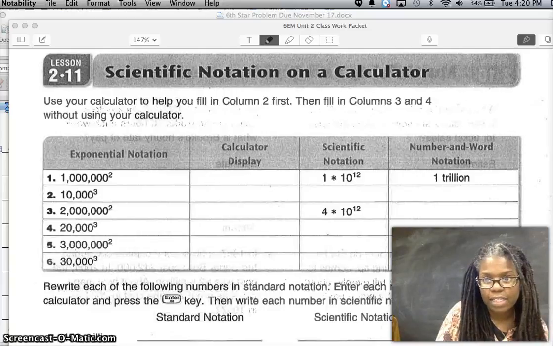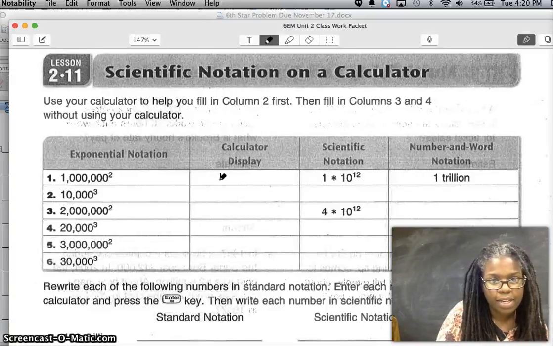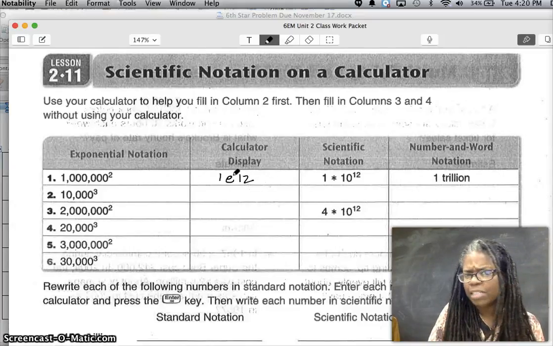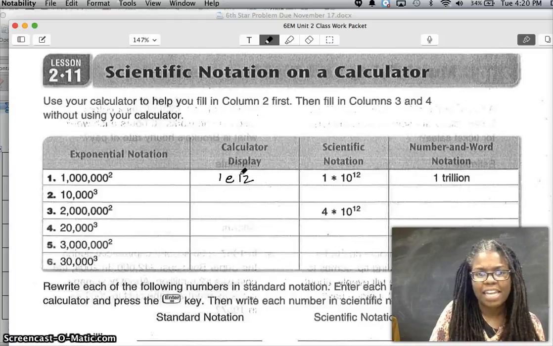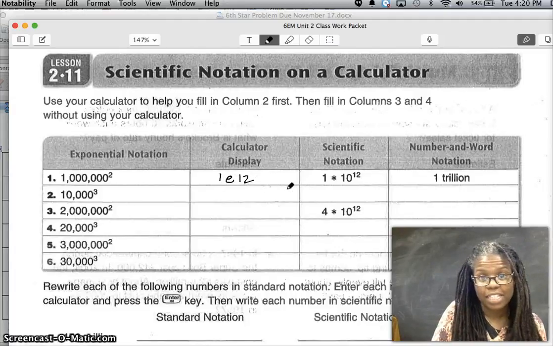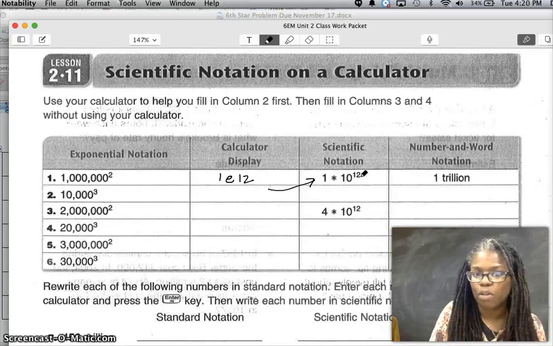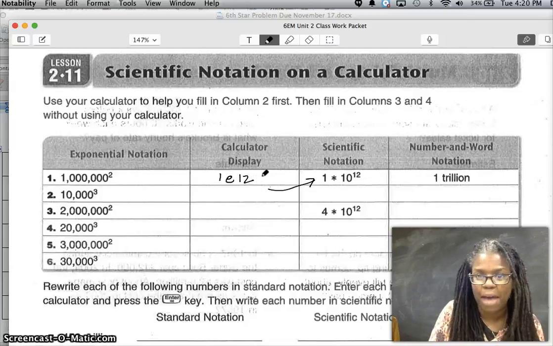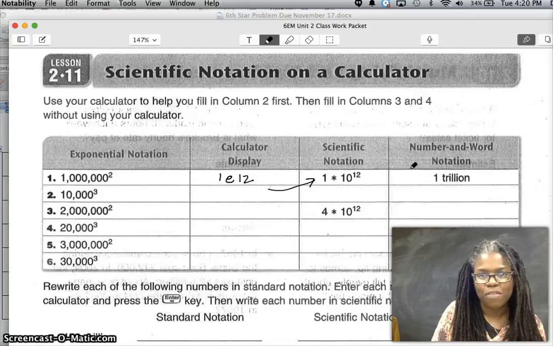So I have the number 1, and then a lowercase e, and then 12. What this means, and we talked about it a little bit, is exactly what you see over here: that 1 is being multiplied by 10 to the 12th power. So this e, you can think of it as exponent. 1 times 10 to what exponent? The 12th power. And if we were to write this out, this number is 1 trillion.